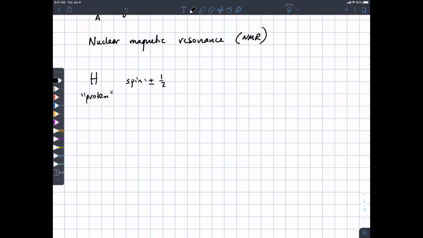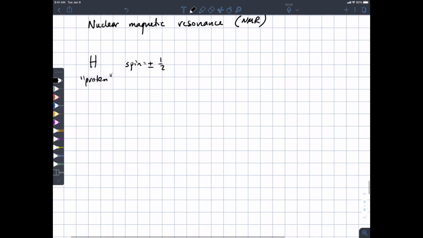Now, the proton itself is a point, it's not actually spinning. But in physics, you learn that charges that are spinning have a magnetic field. And in the same way, nuclei that have non-zero spin have a net magnetic moment. They can respond to magnetic fields. So you can think of the proton as a little magnet. Okay.